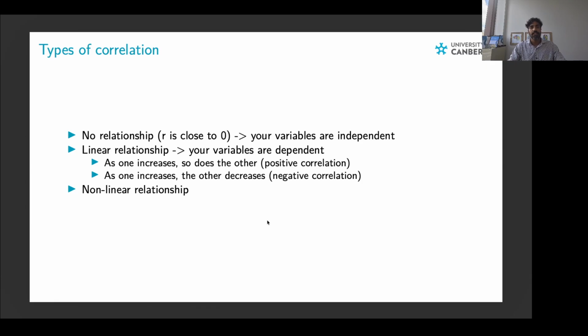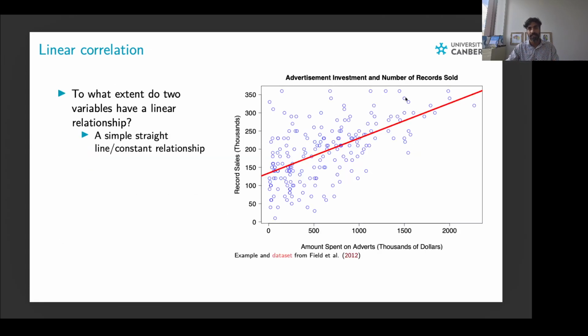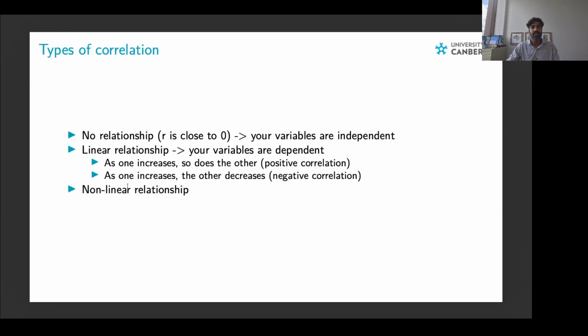So what are the types of correlation that we could view? Well, if it's no relationship, R is close to 0, your variables are independent of one another, so they don't covary at all. If it's a linear relationship, so your variables are dependent, as one increases, the other increases, which is a positive correlation, which is what we see here. And a negative correlation is as one increases, the other decreases.